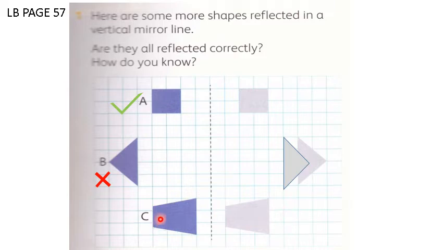What about C? Well, C, it seems to be the same distance from the mirror line, but is it reflected? Remember, when we reflect, we also have to flip the image the other way. So this is not reflected correctly. The correct reflection should be flipped around the other way. So if you've made any mistakes here, you can make the corrections. I hope you understand if you went wrong where you made the mistakes, and when you're ready you can move on to the next slide.